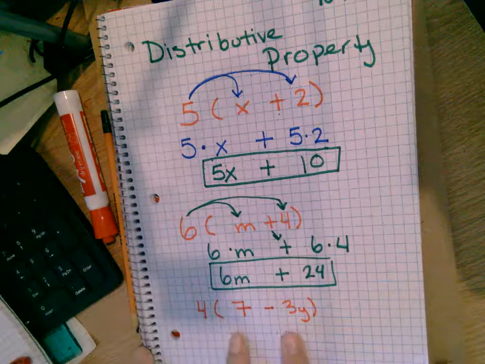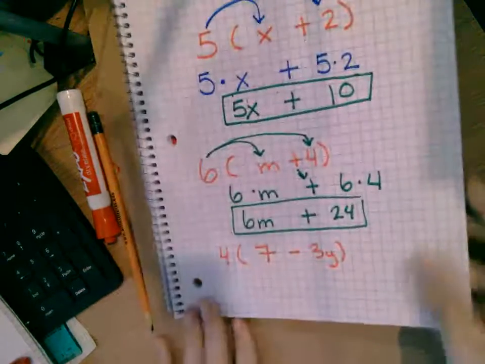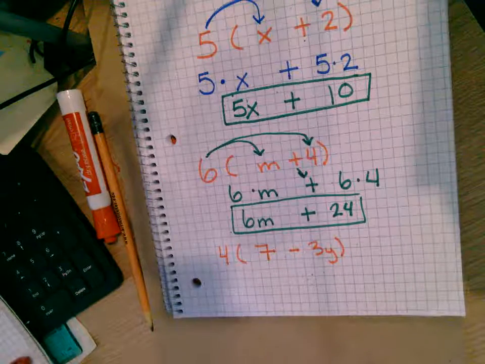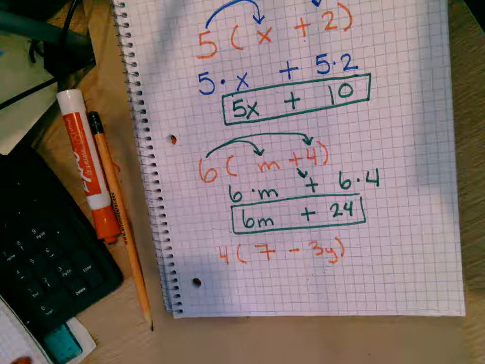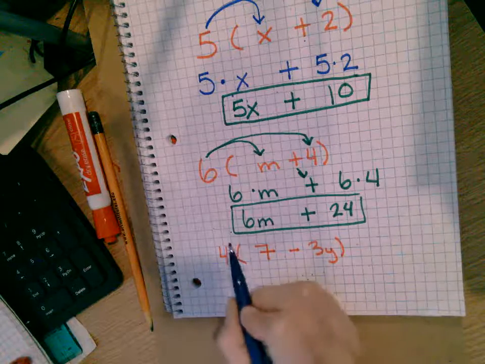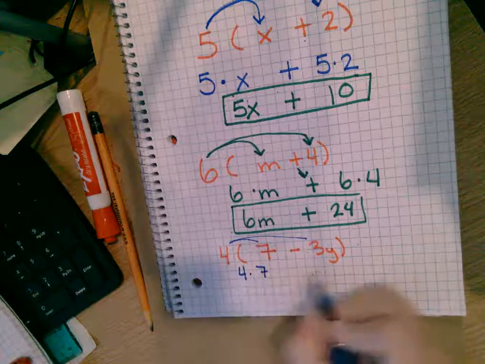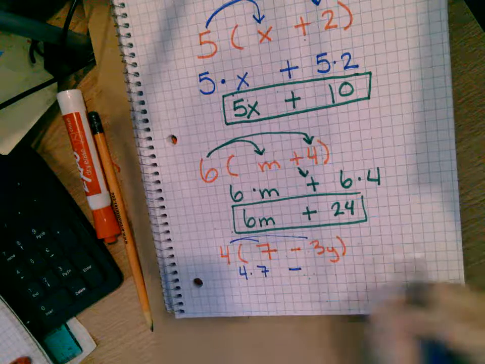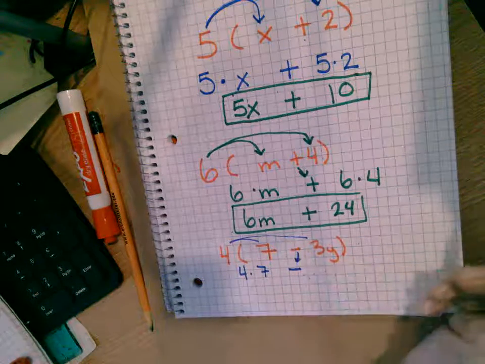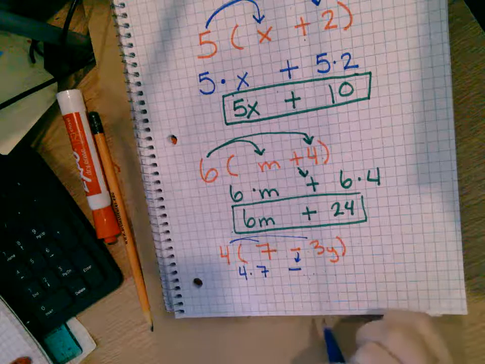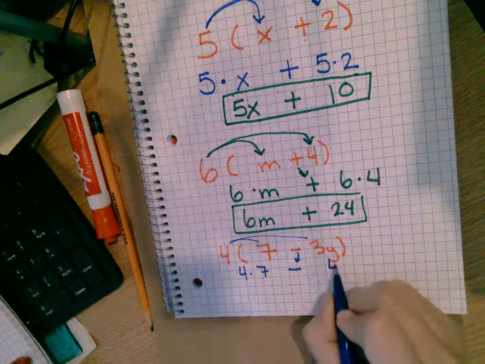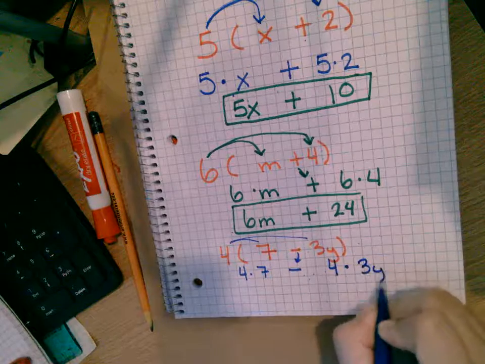right here. So we go to the next house, and this time they're going to multiply our bag by 4. So it would be 4 times 7 minus. Why is it a minus? Because this is a minus. We're just going to bring it straight down. We're not going to worry about it right now. Then it's 4 times 3y.